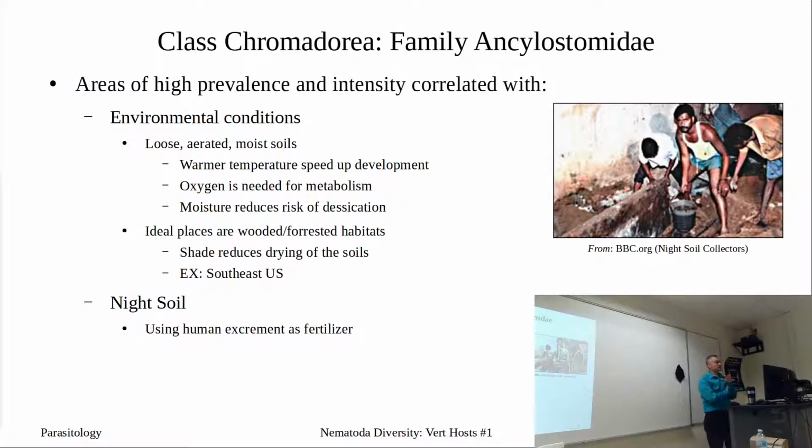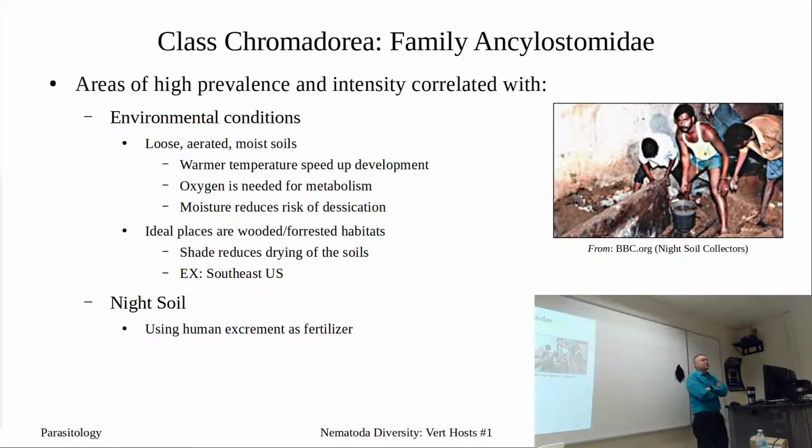So with environmental conditions, we need loose aerated soils. Right? We need soils where oxygen can get down because our worms are going to utilize oxygen for ATP production. The warmer environments definitely speed up development. All right? And the moisture helps to reduce desiccation. All right? So just loose, aerated, moist, warm soils, that's what we're looking for. And those are like optimal conditions.